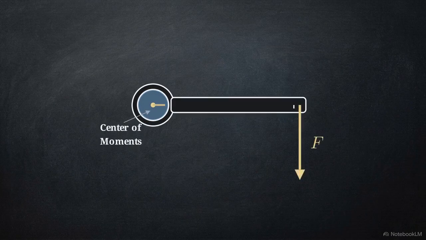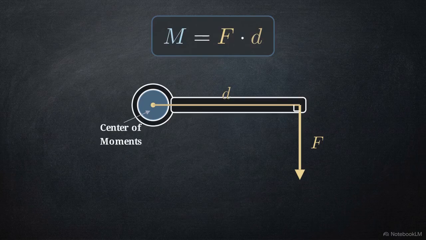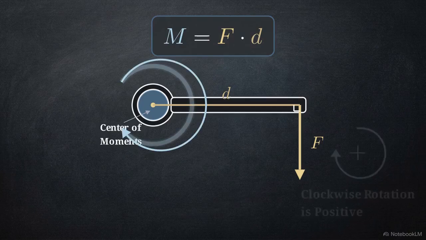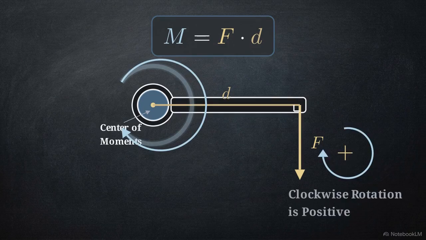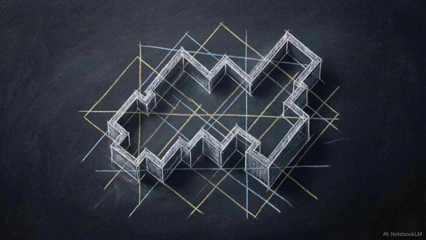The moment of a force is its ability to produce twisting about an axis, defined as force times distance. To track this, we assign clockwise rotation as a positive value. Mapping the true perpendicular distance from a rotational axis to an angled force vector across complex geometry is often mathematically cumbersome and difficult to visualize.